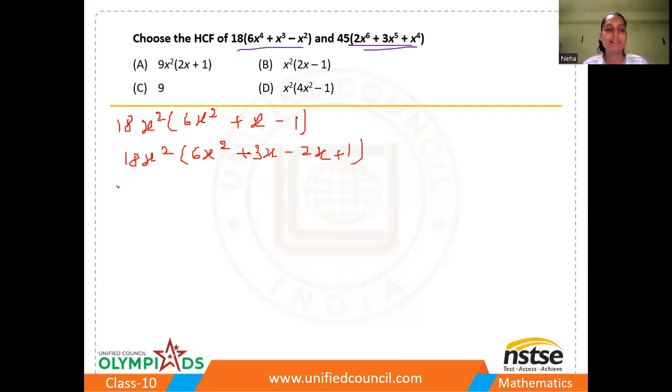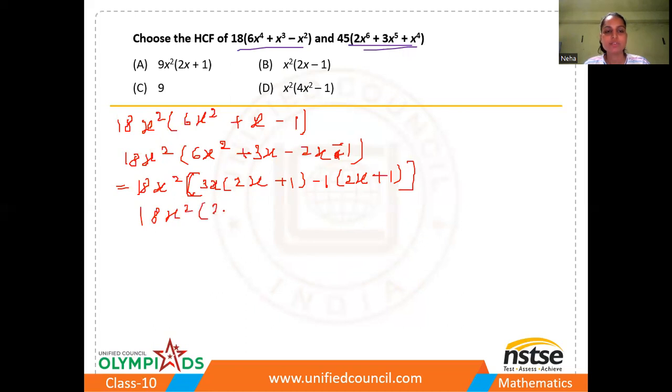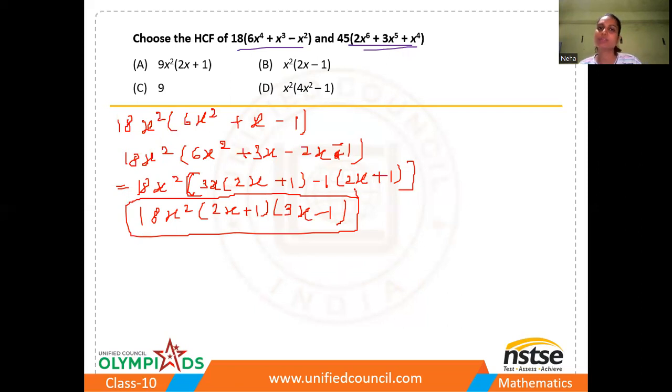Now it is a simple calculation. Here I can take 3x as common. It becomes 2x plus 1. Here I can take minus 1 as common. Wait a second. Okay, this is minus 1 into 2x plus 1. So this is 18x square into 2x plus 1 into 3x minus 1. This is the prime factorization for the first equation. These are the factors of equation number 1.